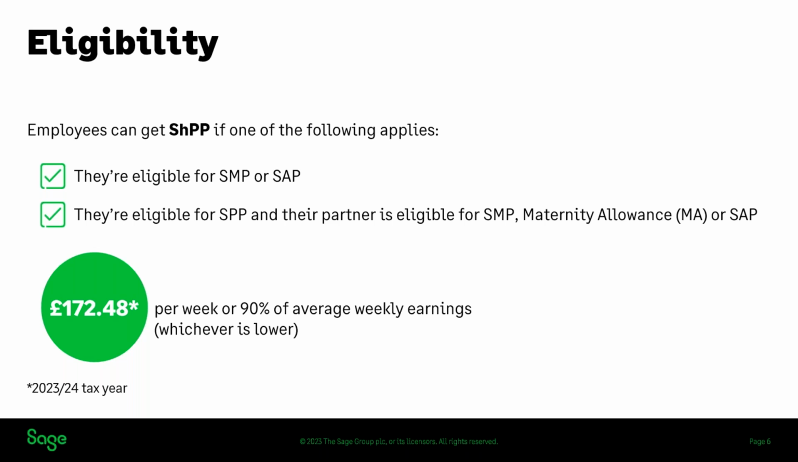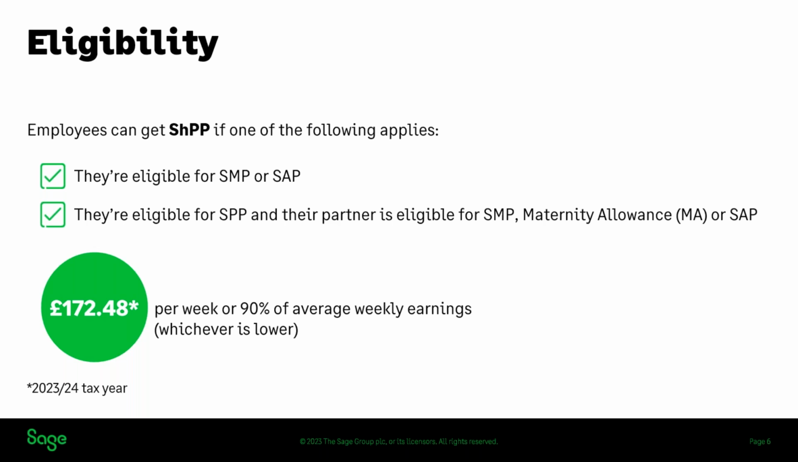An employee can get shared parental pay if one of the following applies. If they are eligible for statutory maternity pay or statutory adoption pay, in the case of a mother or main adopter, they would then be able to share out any remaining leave if they end that early. Or if they're eligible for statutory paternity pay and their partner is eligible for SMP, maternity allowance or SAP, that would make the partner eligible to share the remaining entitlement. So qualifying conditions are all dependent on the original statutory payment, whether that's maternity, adoption, or paternity.